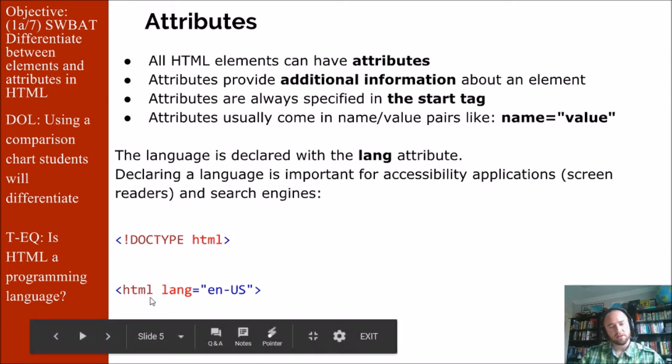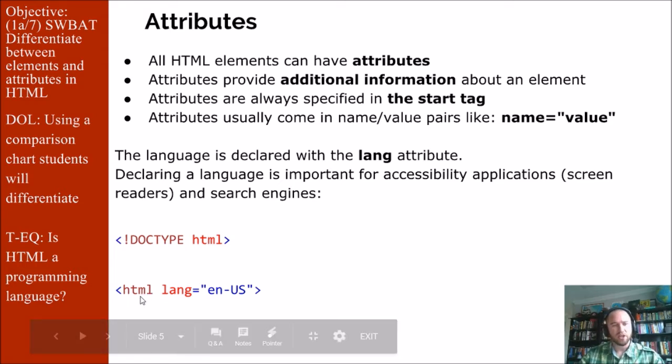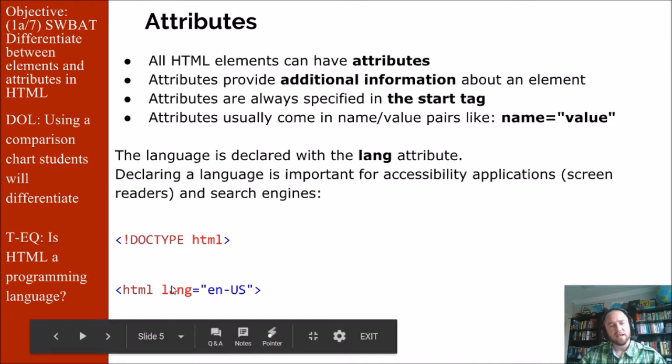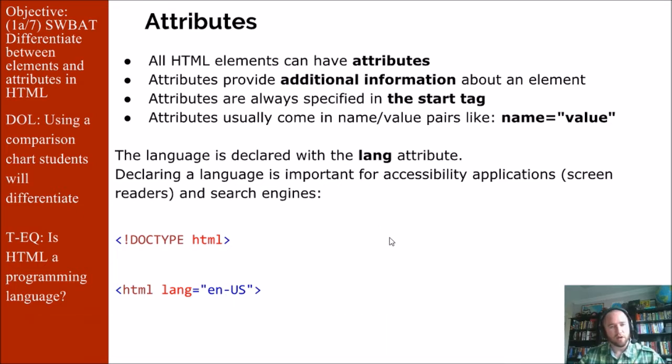Here's the element, the start of the element, HTML. You've seen that before, especially when we went over the skeleton of a web page. But here is an attribute added. It's language as a name, and then the value of language is going to be United States English. Declaring a language is important for accessibility applications, for like screen readers.